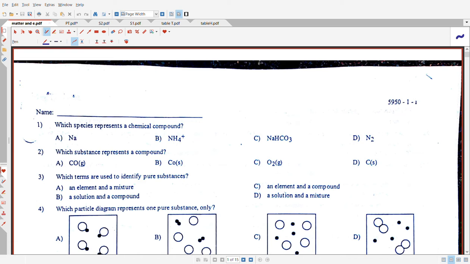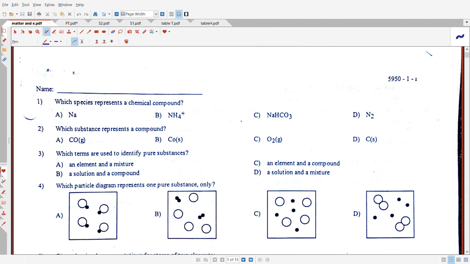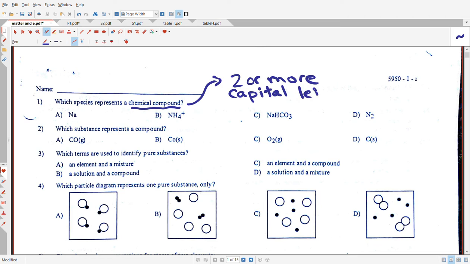All right, I'm going to start with matter and energy questions. The first one on the list says, which is a chemical compound? We know we need 2 or more capital letters because a compound is a combination of 2 or more different elements. This one has a capital and a lowercase letter, so that's the element sodium.